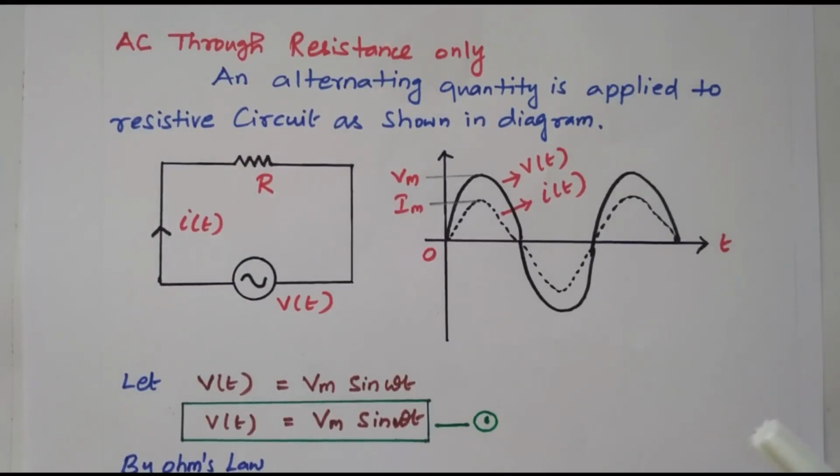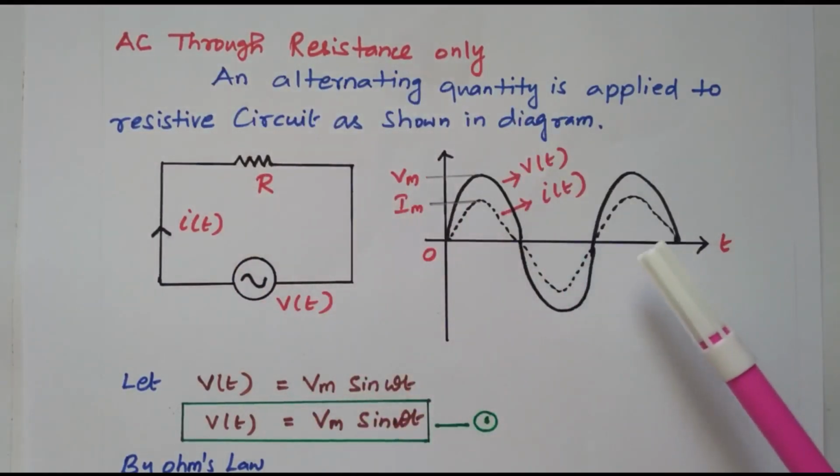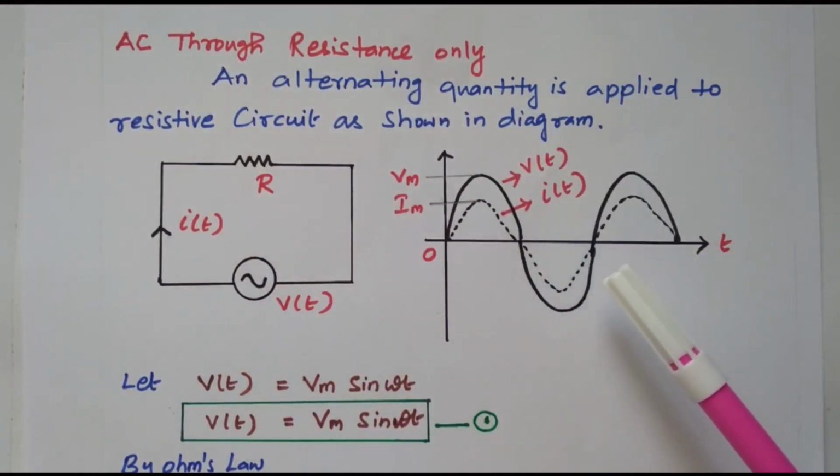Welcome viewers. In this video we will see the AC through the resistance only. When the AC current is flowing through the resistor, what is the behavior of the voltage and current, what is the average power, what is the instantaneous power? This we will discuss in this video.